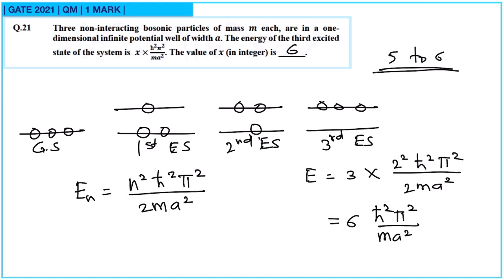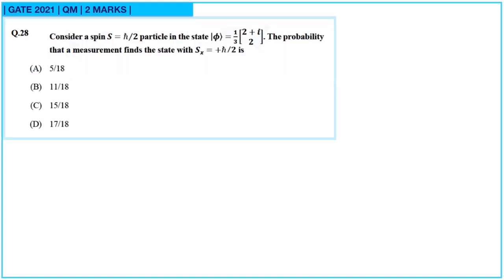Next question. Consider a spin s is equal to h cut by 2 particle in this state. The probability that the measurement finds the state with Sx is equal to plus h cut by 2 is. So S is equal to this and phi is given.